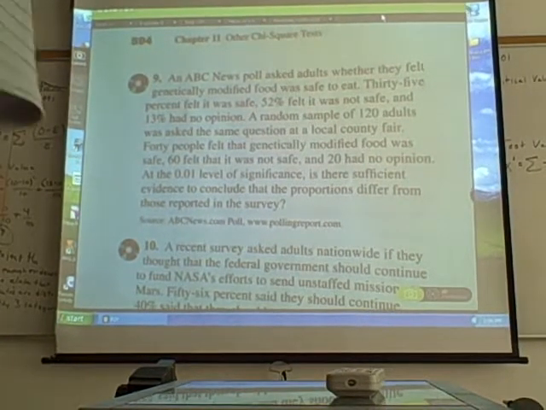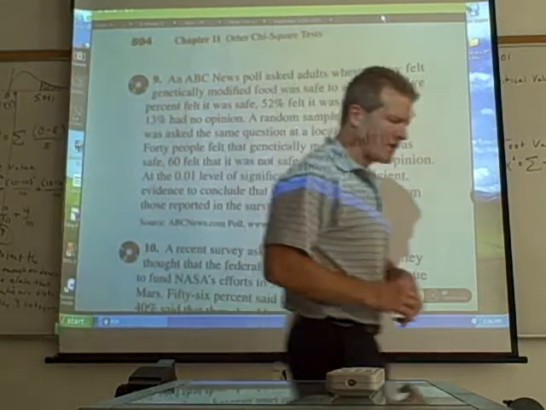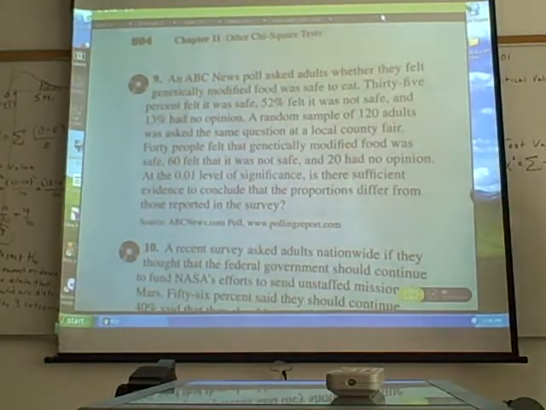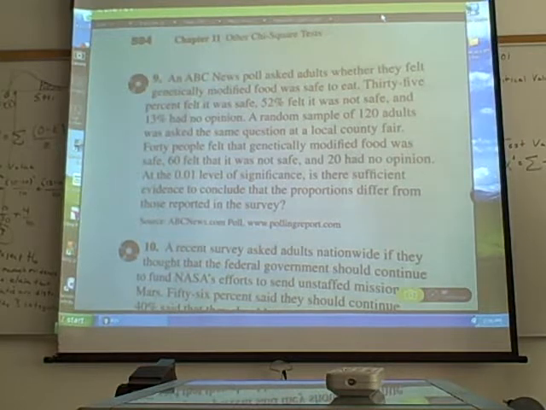Okay, so here's another example of the goodness of fit test using the chi-squared distribution. Number 9 here: an ABC News poll asked adults whether they felt genetically modified food was safe to eat.